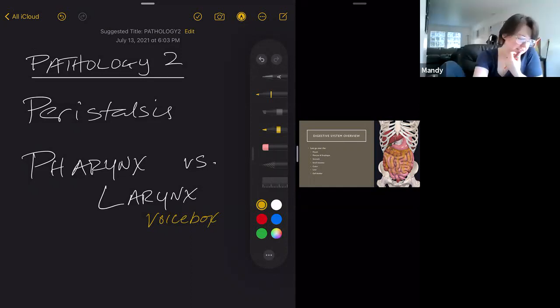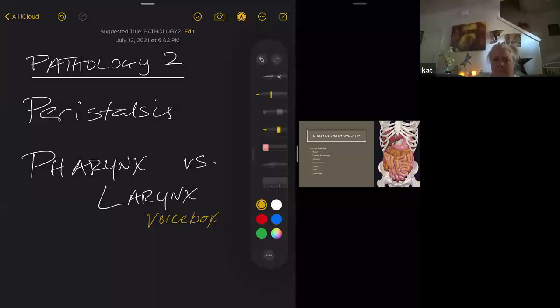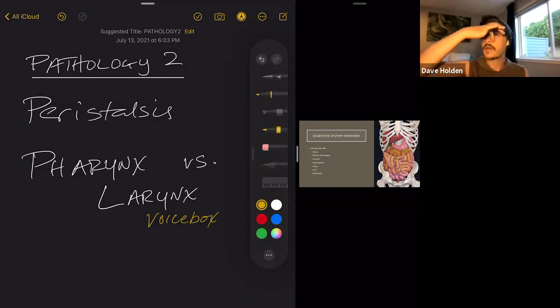Okay, so it says the epiglottis keeps food from entering the trachea. So it's right before the trachea, like right where the pharynx and the larynx is. Yes. And so if it starts down by the epiglottis, how far upwards does it extend? It goes up to the back of your nose.